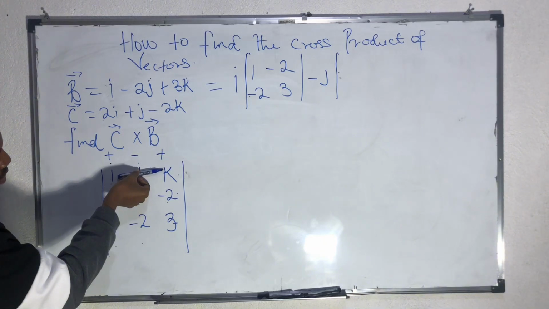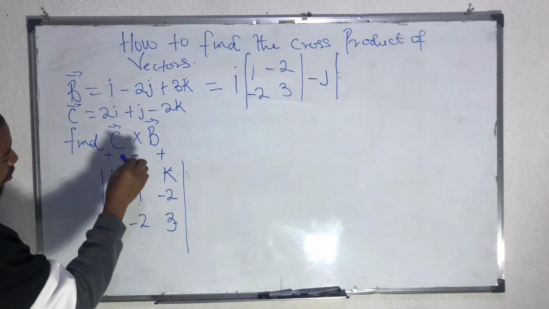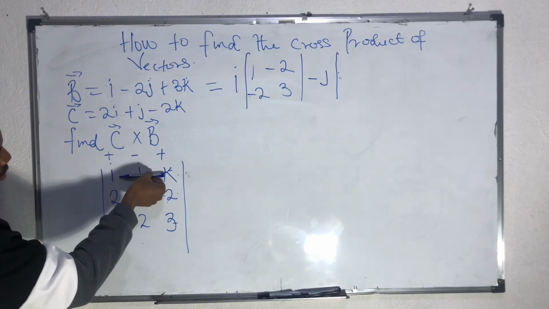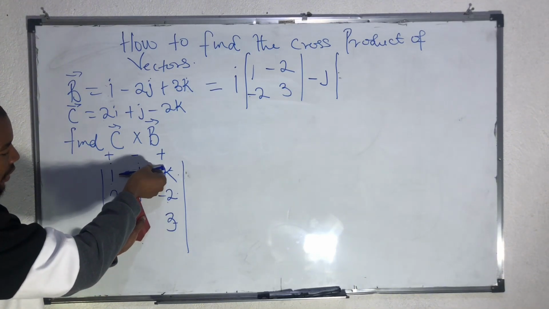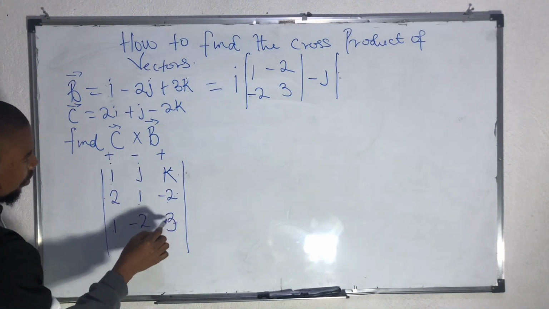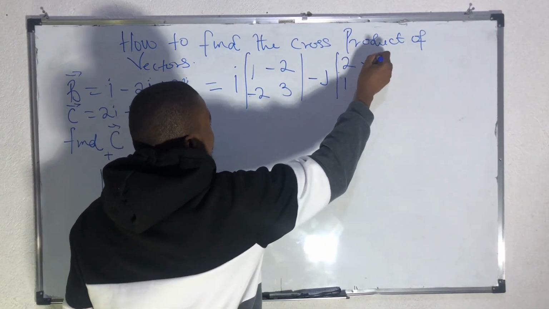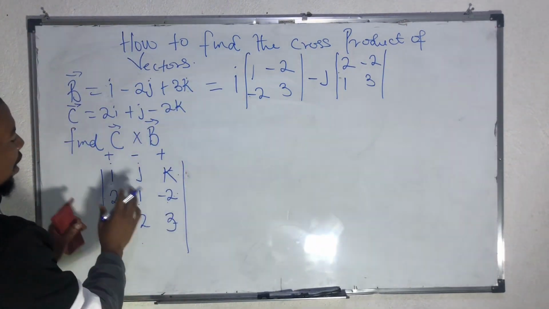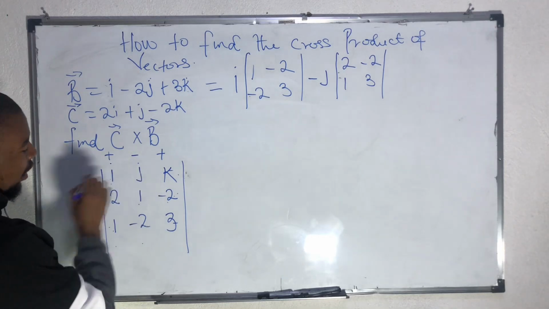j is found in row 1. j is found here, row 1. j is also found here. If you hide the row where it is found and the column where it is found, what remains is 2, 1, negative 2, 3. Write it up here. 2, 1, negative 2, and a 3. We have found what belongs to i and j. Let's now find what belongs to k.